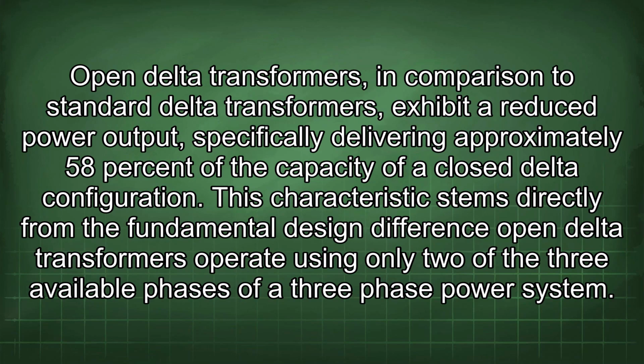Open delta transformers, in comparison to standard delta transformers, exhibit a reduced power output, specifically delivering approximately 58% of the capacity of a closed delta configuration. This characteristic stems directly from the fundamental design difference. Open delta transformers operate using only two of the three available phases of a three-phase power system.